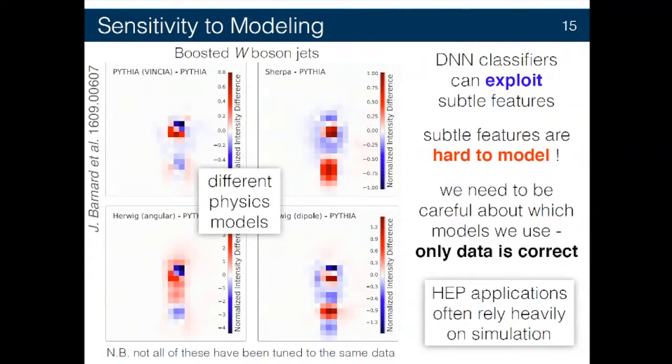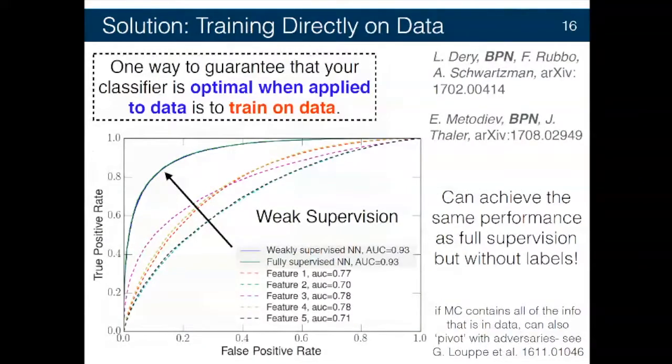And in fact, one nice solution is to train directly on data. So far, a lot of the work has been to train on simulation, labeled simulation data. But there are some nice ideas that are coming up in the literature to train directly on data, even if the data by construction are unlabeled.